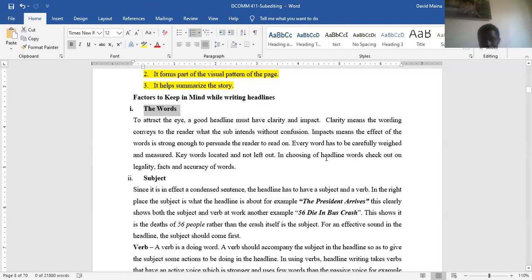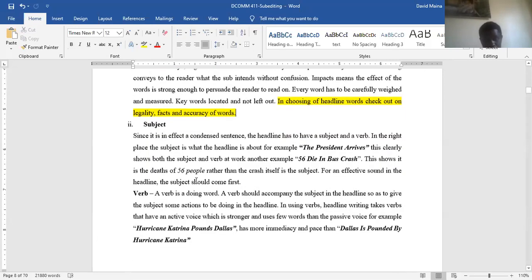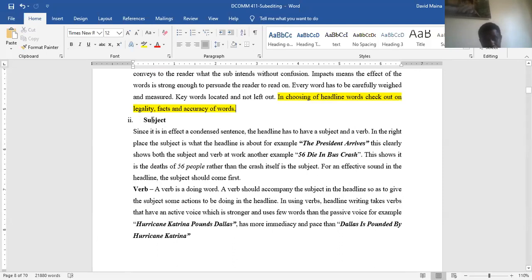Also, here you are being told, in choosing of headlines, words, check out the legality, fact, and accuracy. That's the key thing. That when you're choosing the words, check out the facts and the accuracy of the words. The next point is the subject.